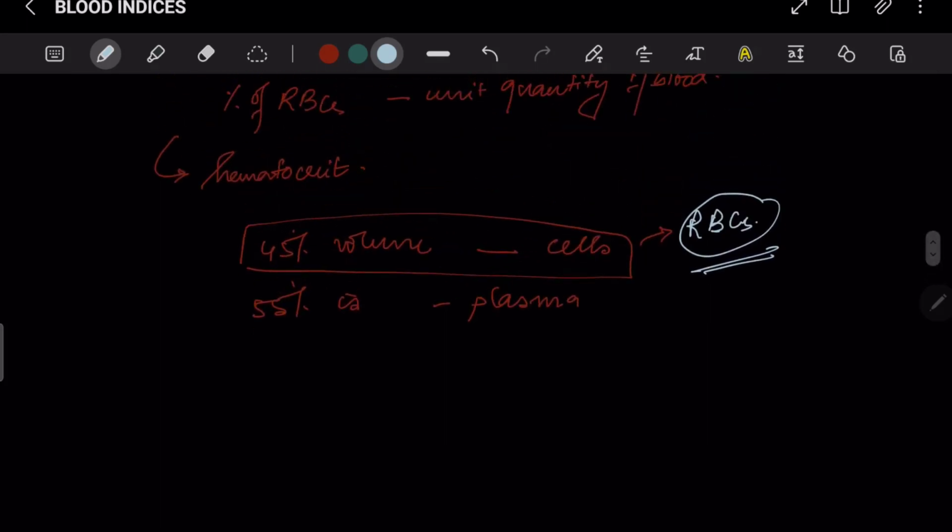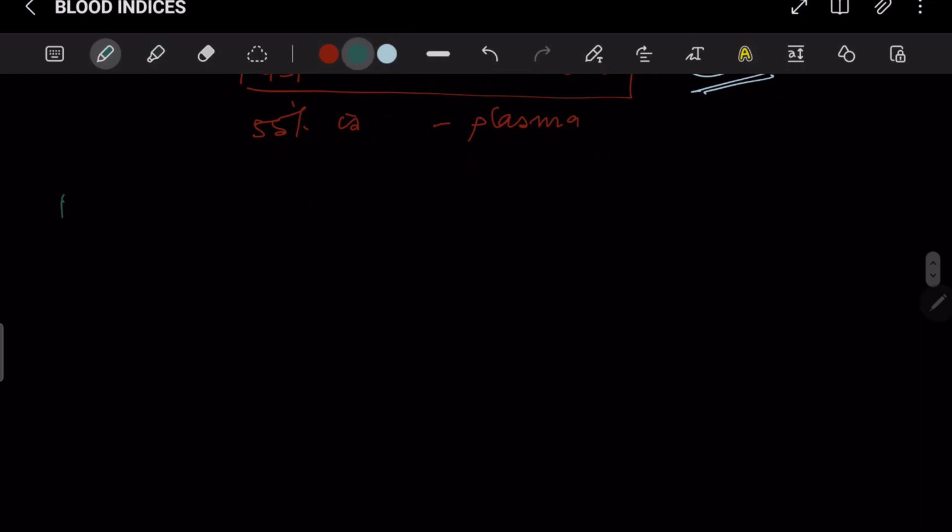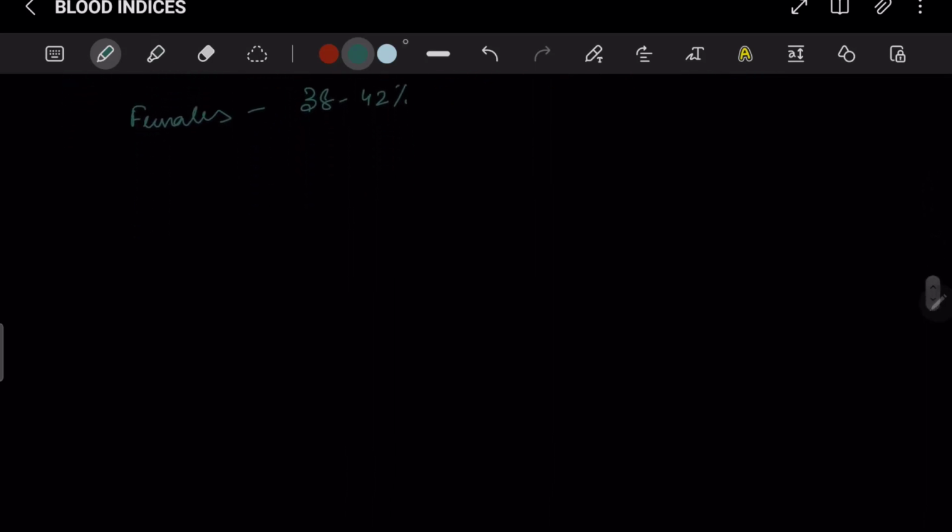So, the normal PCV values are, for males, it ranges from around 40 to 45%, and for females, it ranges from around 38 to 42%. Now, how do we actually determine the PCV? We do it by the Wintrobe's method.